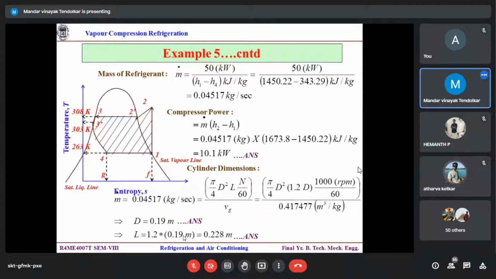Yes, sir, if we had efficiency here, we would have divided it, in the denominator, yes. Because this is theoretical one. Practically, it would be even more. So yes, divide by. If it is a turbine, it is multiplied by. If it is a compressor, it is divided by.